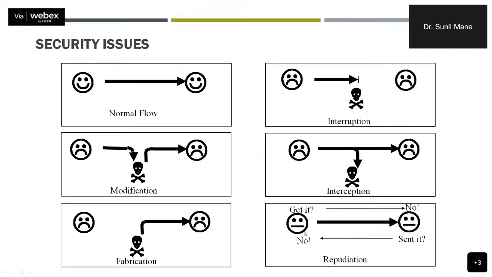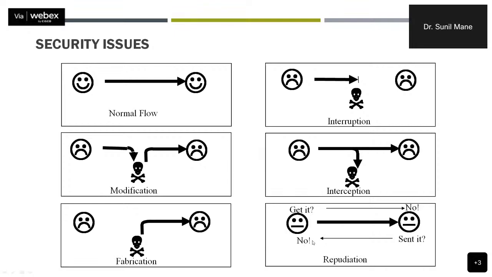That is nothing but whether you get the information or not. Let us say the sender has sent the information, but the receiver is saying that I have not received it. Or the sender has sent it and is saying that I have not sent it. Okay, so sender and receiver non-repudiation. Basically, this is a kind of threat, a kind of security issue. This has to be also addressed.